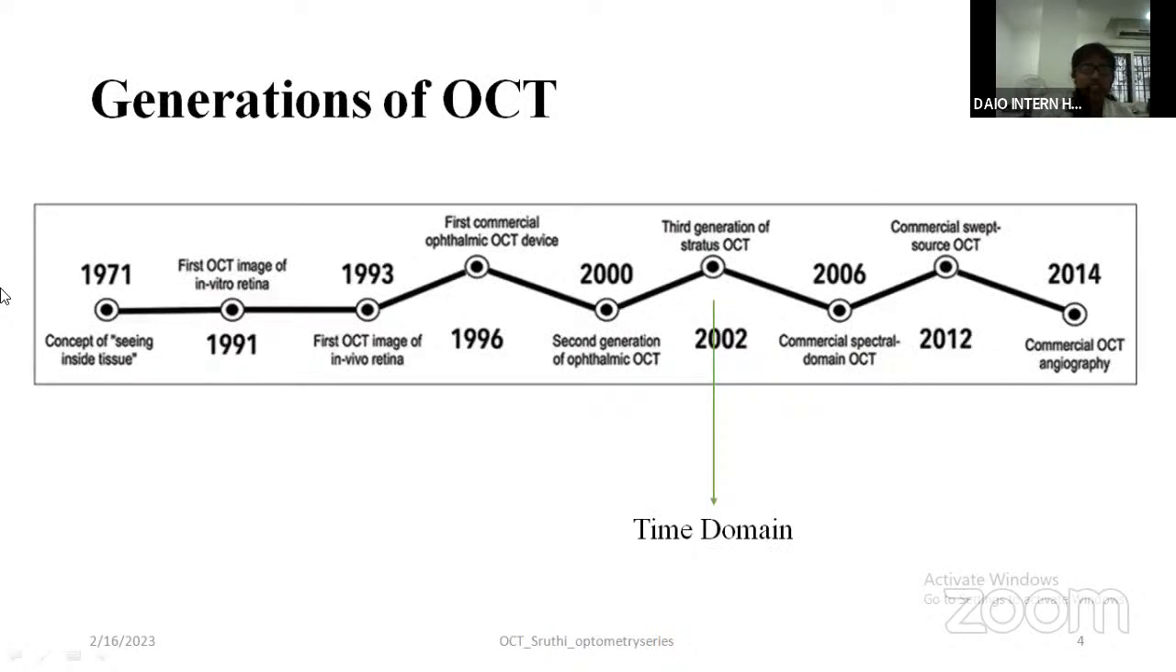Generations of OCT. The first concept of seeing the inside tissue started in the year 1971, and by the year 1996, the first commercial ophthalmic OCT device came into play. In the year 2002, there came the time domain OCT, and by the year 2006, there came an upgradation to the spectral domain OCT. Then, by the year 2012, the commercial swept source OCT came into use. And now, the latest advancement in OCT, OCTA, was launched in the year 2014.